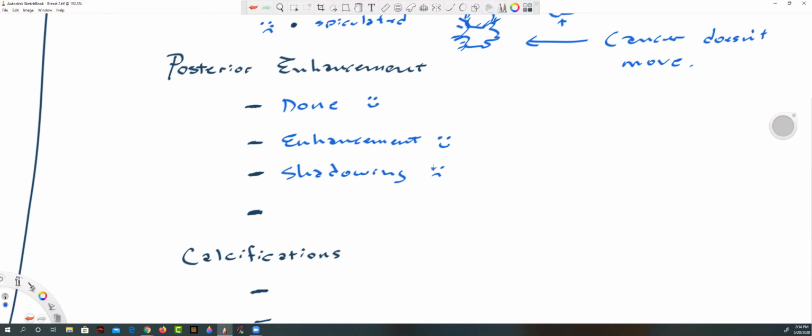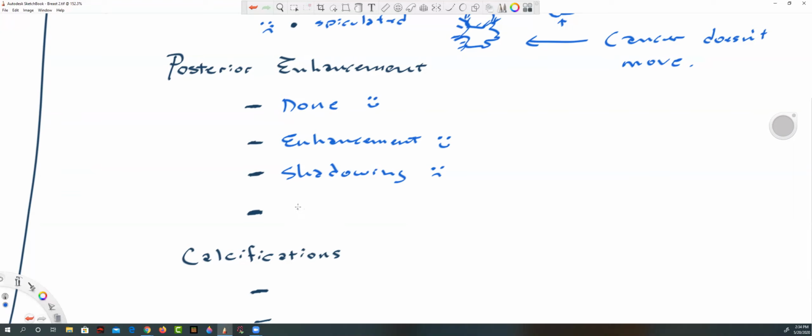So like I said, when you come across a shadow, find out what's causing it. If it's just Cooper's ligaments, also previous surgeries can cause shadows, a little scarring in there. So know what the patient's history is. Shadowing though behind an apparent spiculated hypoechoic tumor is generally a bad sign. Let's see, posterior enhancement. What else do I have there?